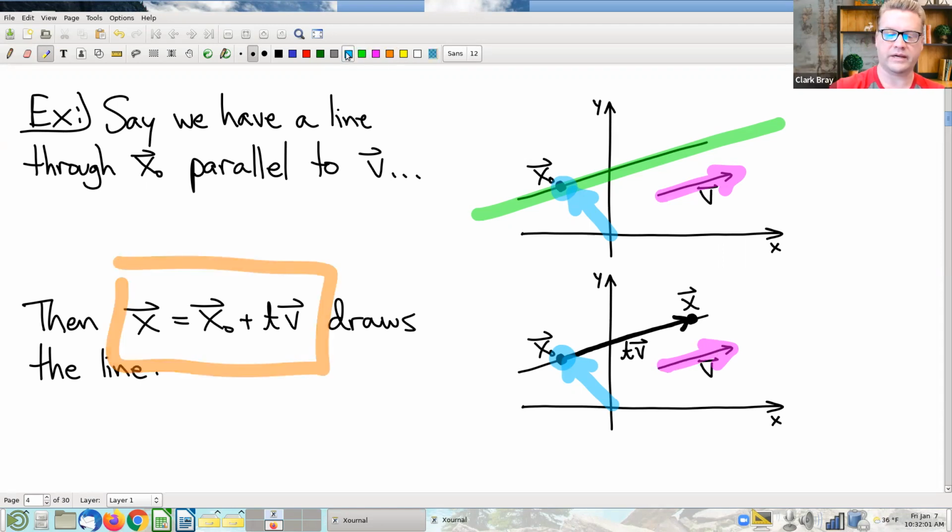where you start with x naught, and then you add not v itself, but you add multiples of v. Starting on the line and then moving by way of some vector parallel to the line will have you then remain on the line. So yeah, kind of a neat construction.